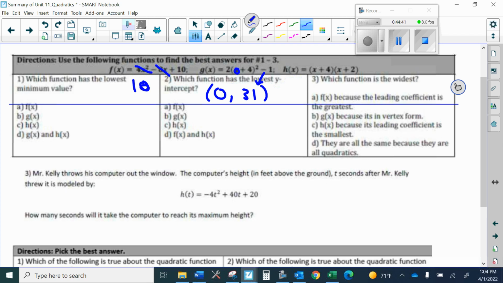We want the lowest. Plug in 0 here. 0 plus 4 is 4. 0 plus 2 is 2. What's 4 times 2? 8 for its y value. So which one had the lowest? The 8 is the lowest here. That's h of x.